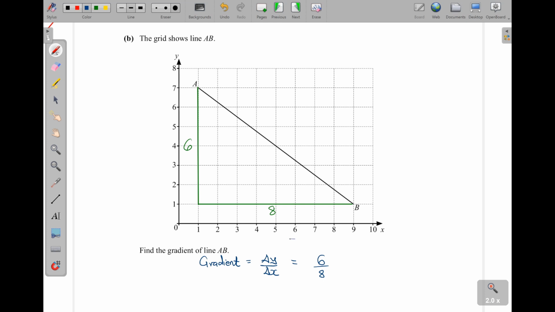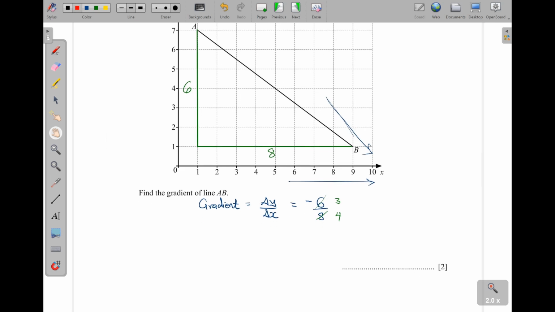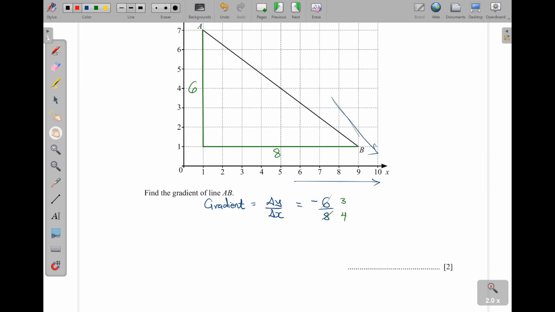But as x increases, y is reducing. That means this is a decrease. The rate is decreasing. So we put a negative. Okay. Then we can simplify this and we say by 2, we get 3. By 2, we get 4. And then our answer will become negative 3 over 4. Negative 3 over 4.